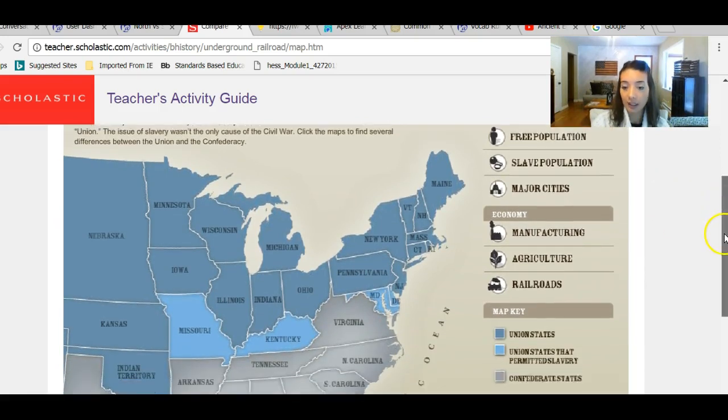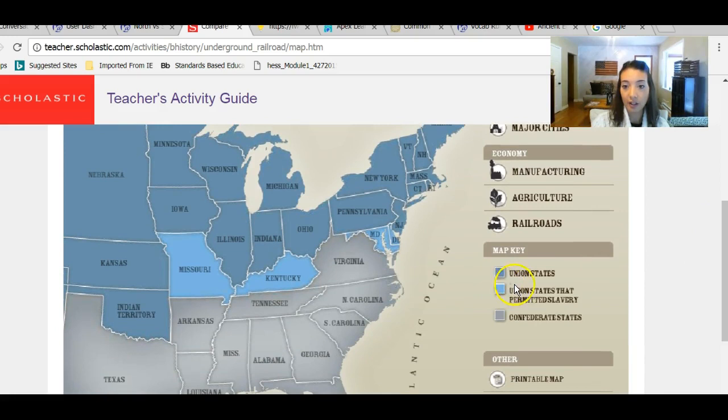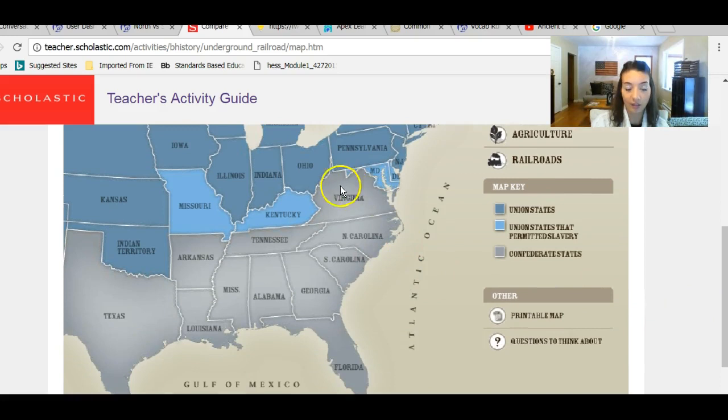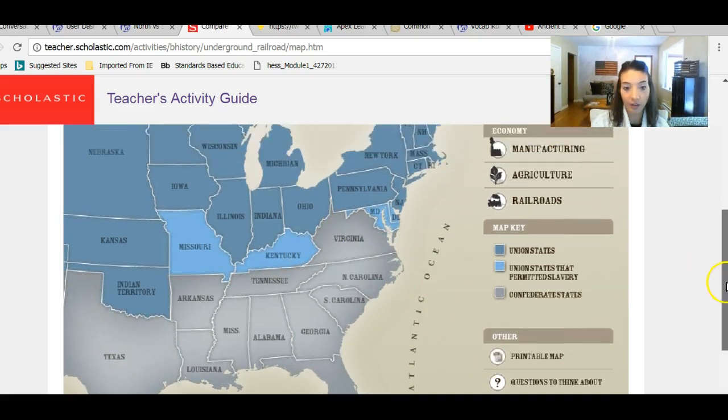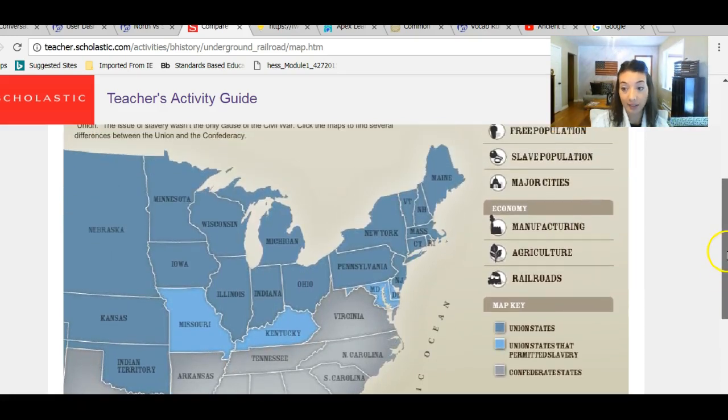So let's look at the key right here. The dark blue are the Union states. This is the North. The lighter blue, they're actually Union states, part of the North, but they permitted slavery. Kind of a strange deal if you ask me. And then this grayish color are the Confederate states, all of the states in the South, okay? So that tells you who belongs to what.